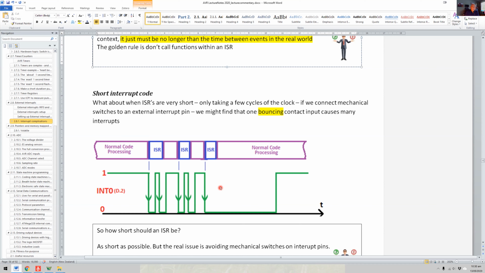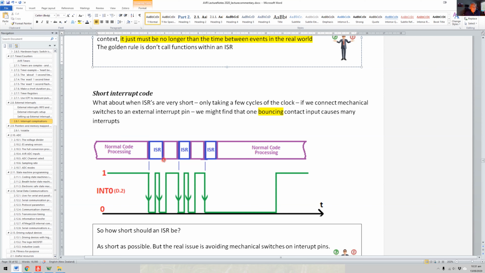Let's have a look at the complication that arises when you've got just a short interrupt service routine. So this first interrupt happens here when the switch first closes, and then the interrupt service routine begins to operate. During that time, the switch has bounced once. These contacts have bounced once and are closed again. But because the ISR is not re-entrant, it will not detect this second bounce.